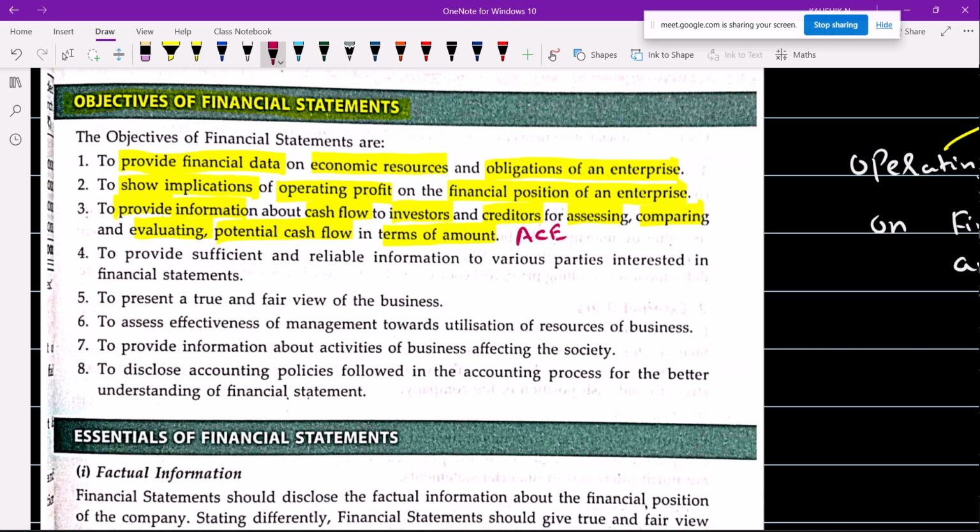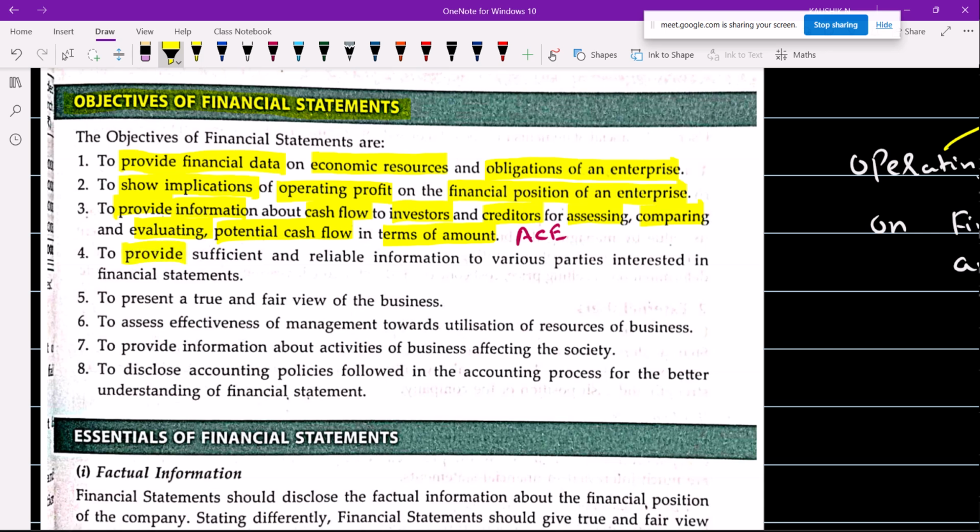The cash flow statement will help the investors and also the creditors in assessing the document. That means they will be able to compare the values of the current year and the previous year, and they can come to an evaluation. This helps to understand the potential cash flow in terms of amount. Any doubt up to this third point? No, sir. Right. Okay, moving on to the next.